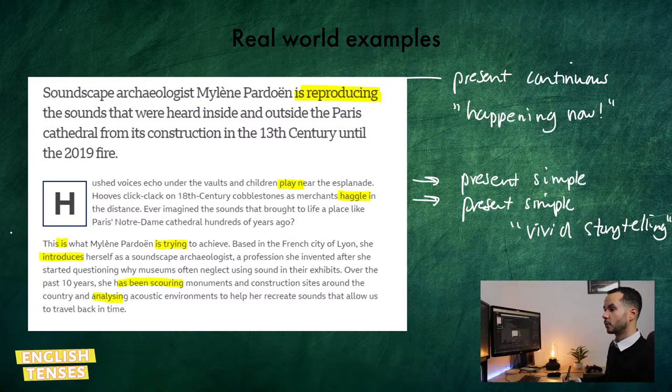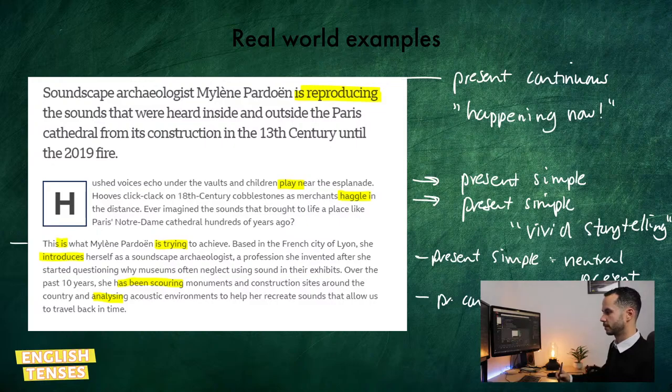And then we have "is," which is also present simple, which is the neutral present. "Is trying," present continuous, because it's happening now. And then we have "introduces," which is also present simple. And here we have "has been scoring" and "has been analyzing," which is present perfect continuous.